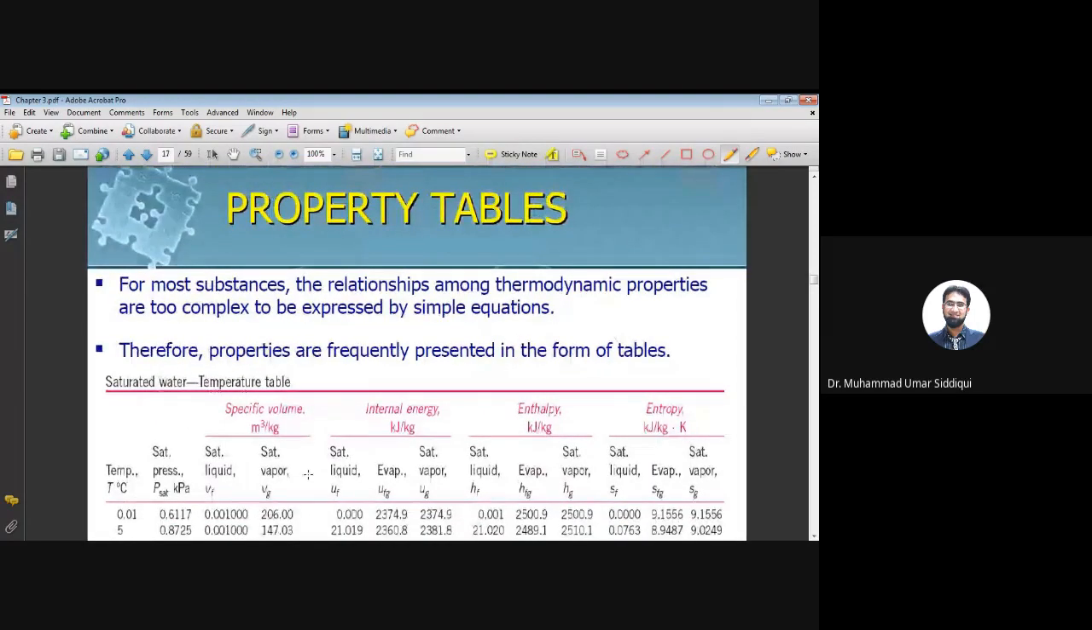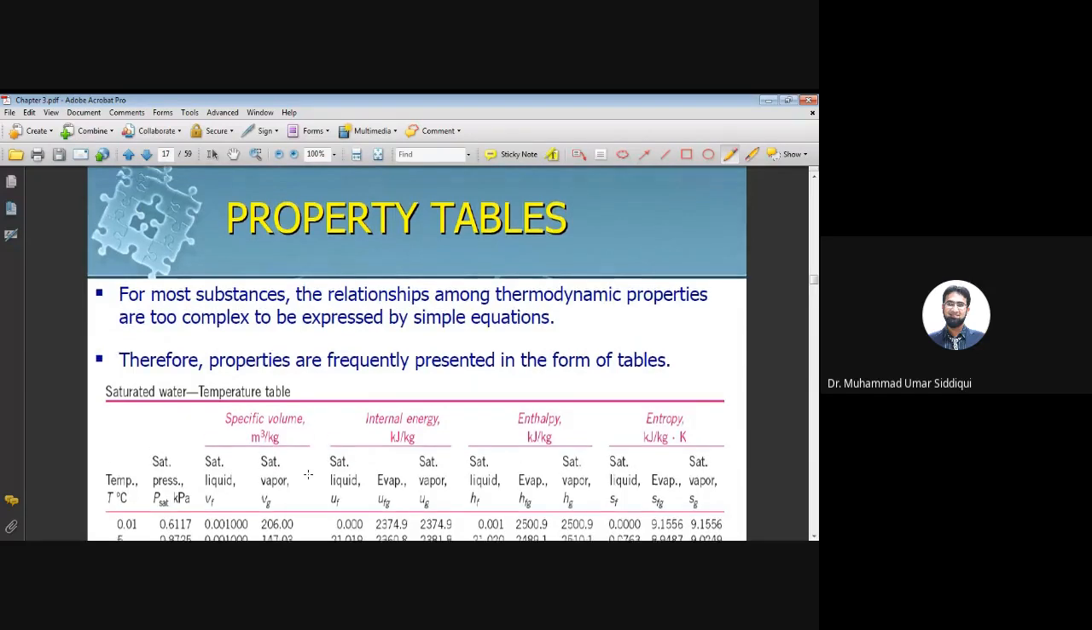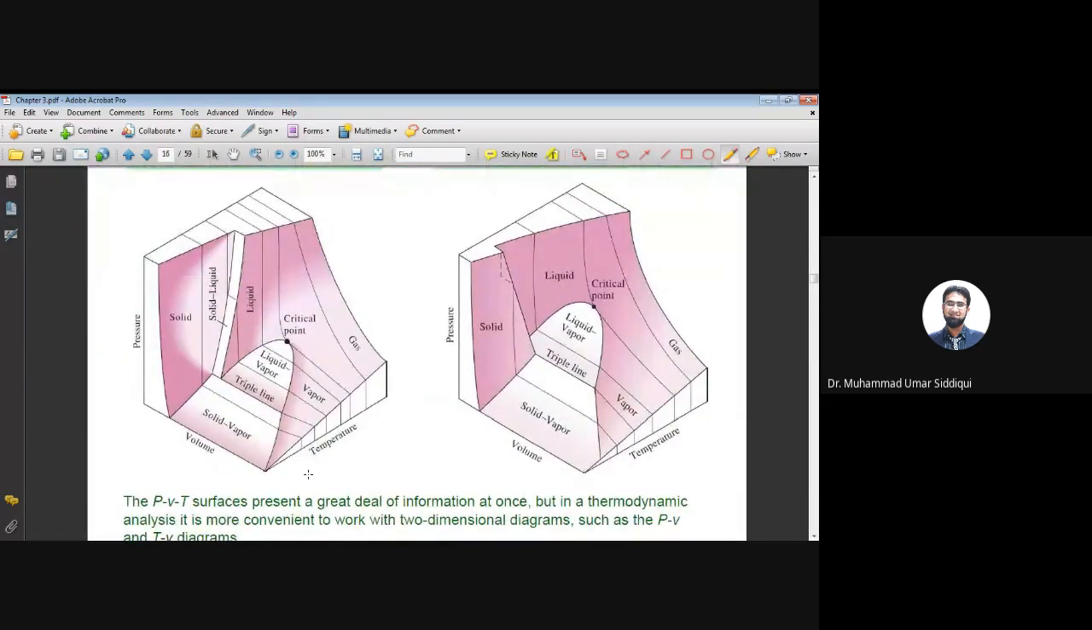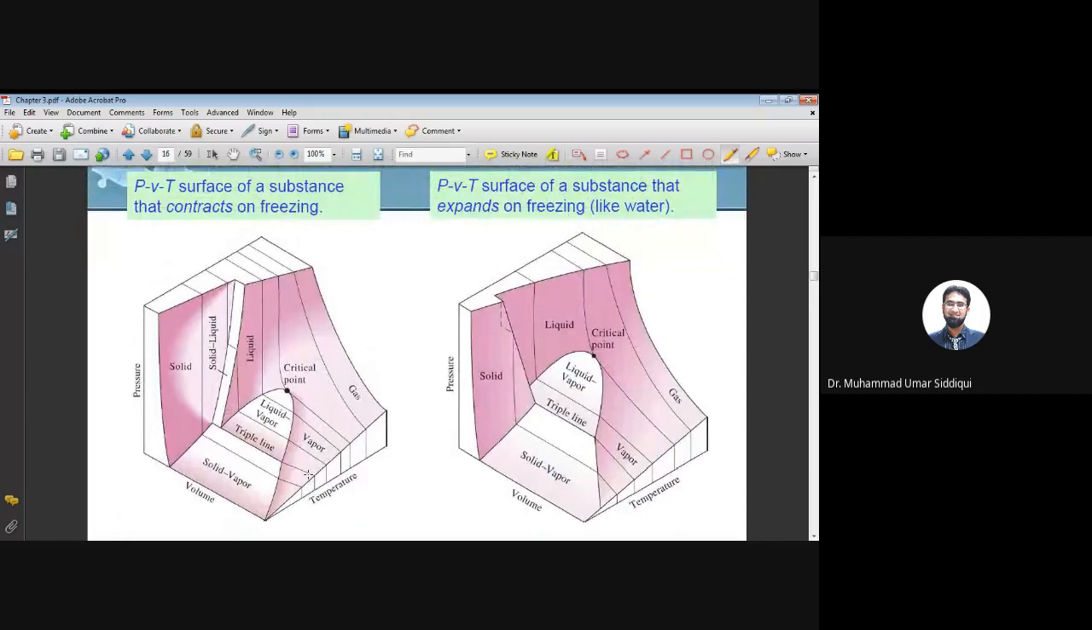Property tables, inshallah, we're going to start from the next class. So for today's class, I'm going to stop at this point. If anybody wants to ask anything, you can ask. Otherwise, today's class is finished.